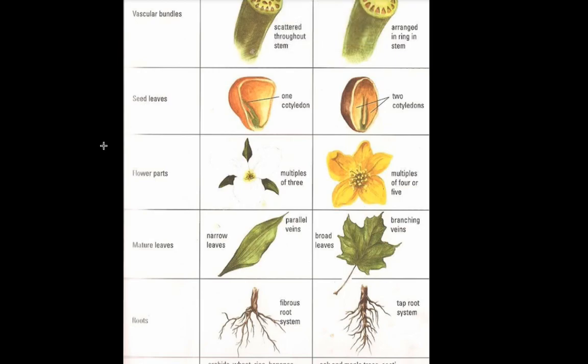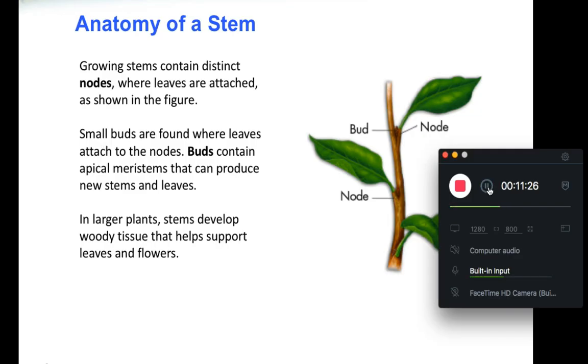So I kind of skimmed over this while we were looking at dicot versus monocot. While the stem grows, it creates these nodes. You'll see them here on the actual stems. From those nodes, you're actually going to have leaves attached to them. And the buds containing the apical meristems will actually produce either new leaves or new stems. As they get bigger, you're going to see a whole bunch more leaves and stems coming from that.